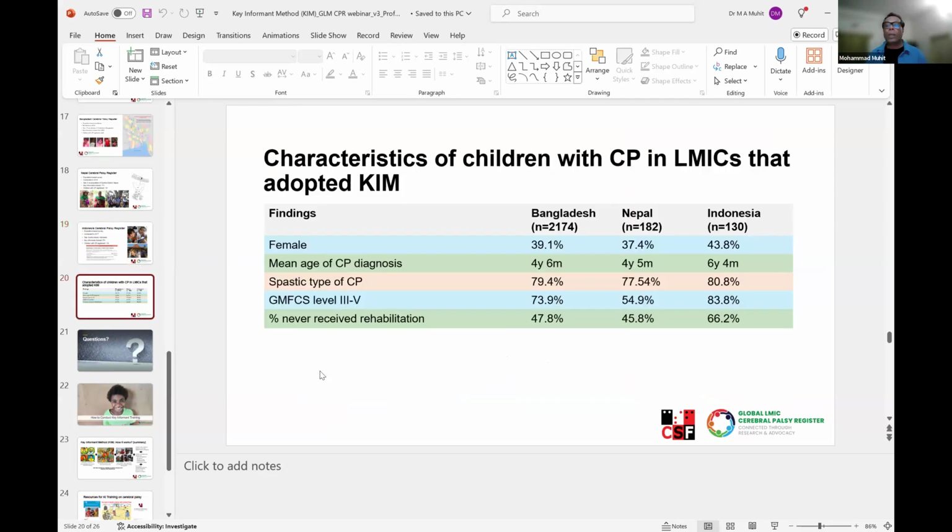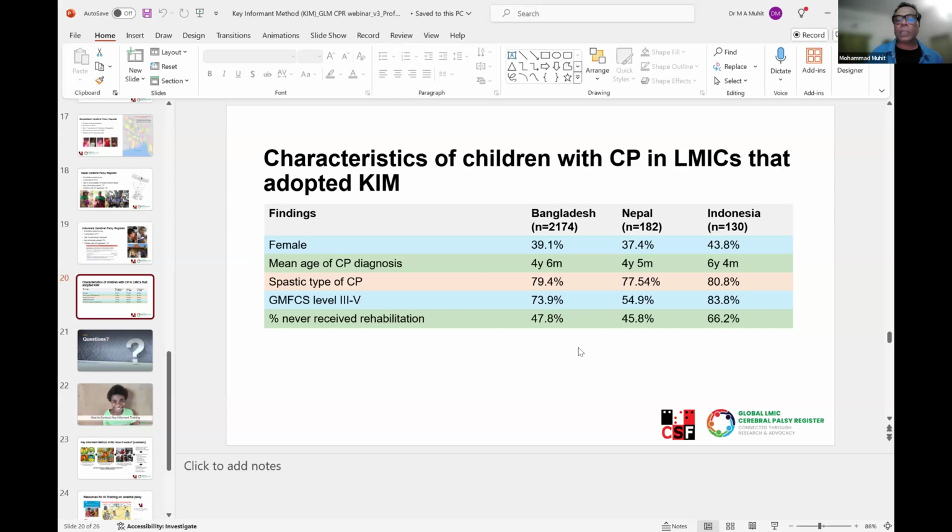If you look at the children who were identified using this key informant method with community-based volunteers, nearly 60% were male and nearly 40% were female. Mean age of diagnosis was around 4 years and 6 months. Spastic type of CP was about 80%. GMFCS level 3 to 5 was between 50 to 80%. And nearly half of them usually don't receive any services in those settings.